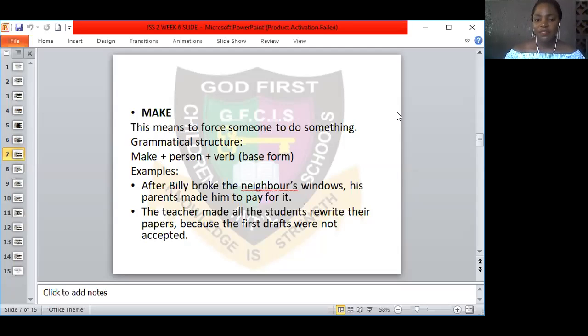Examples: after Billy broke into the neighbor's windows, his parents made him pay for it. The teacher made all the students rewrite their papers because the first draft was not accepted.